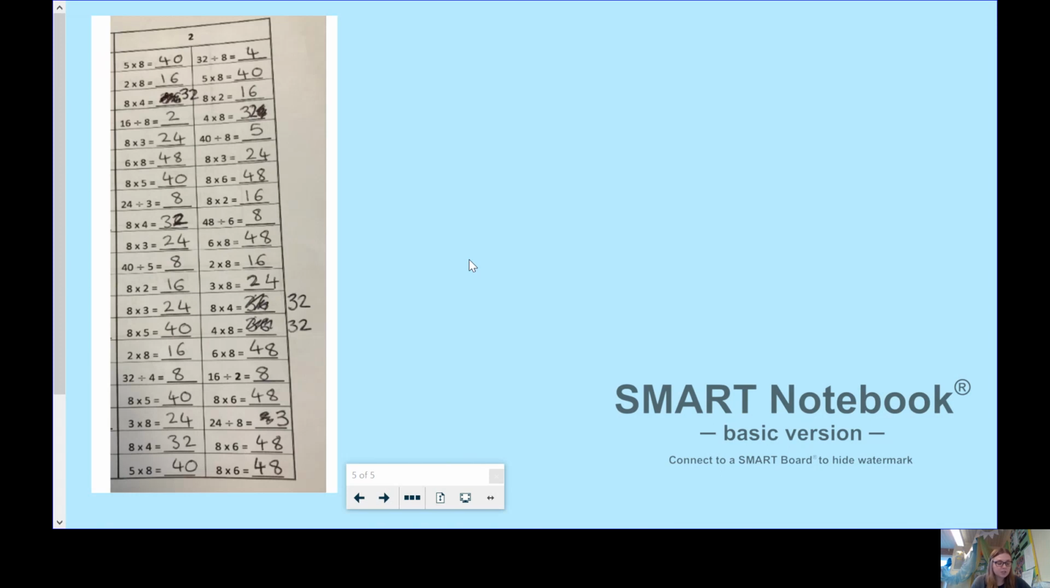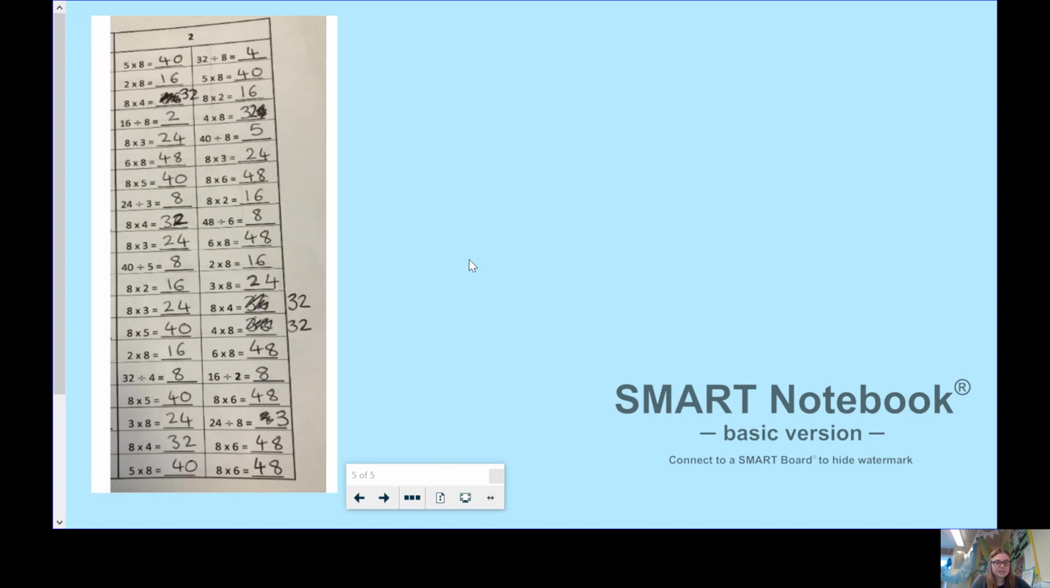8 times 5 is 40. 2 times 8 is 16. 32 divided by 4 is 8. 8 times 5 is 40. 3 times 8 is 24. 8 times 4 is 32. 5 times 8 is 40. Okay, we're going to go to the top of the next column.